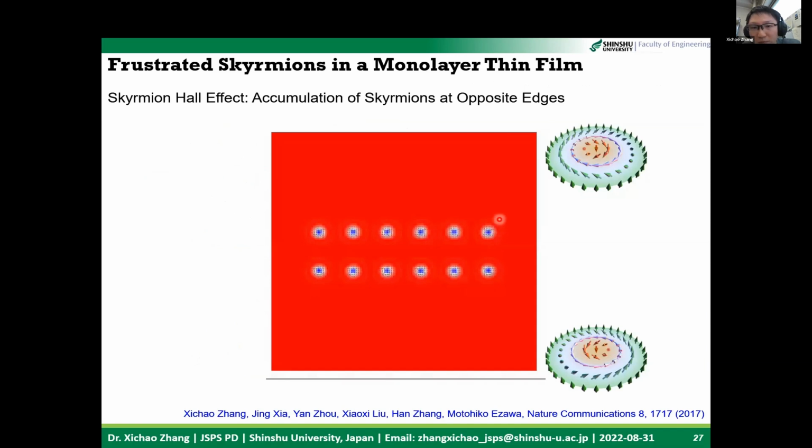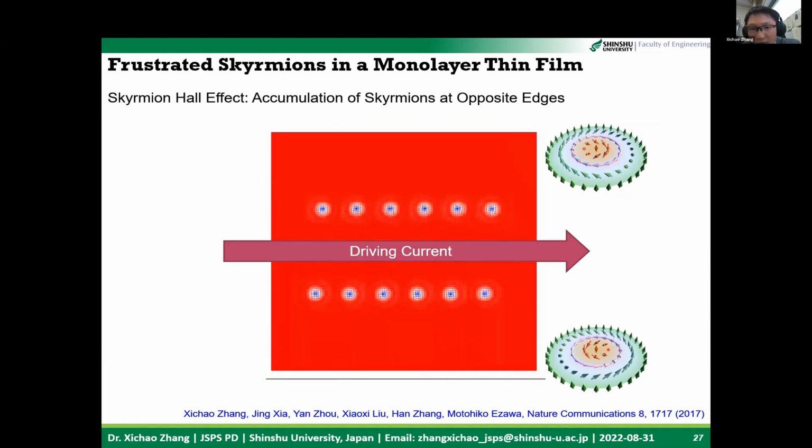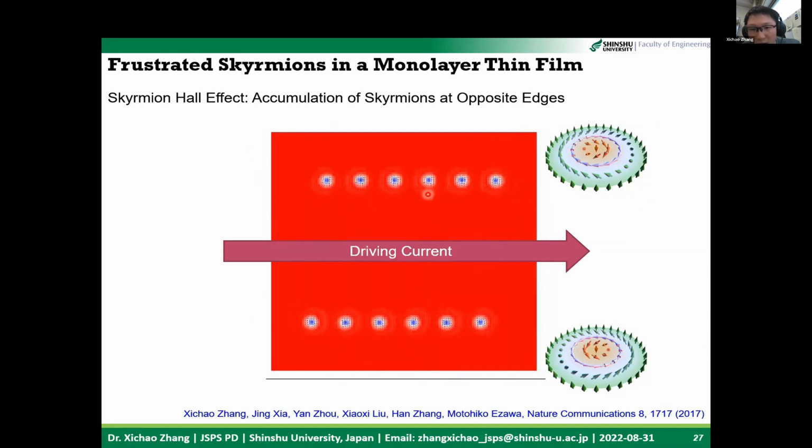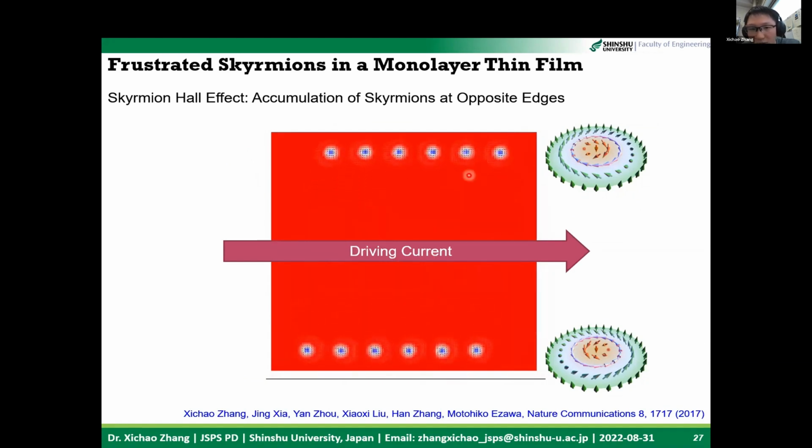Okay, so because there are two different block type skirmings in the fast radial spin systems, that is clockwise and the counterclockwise configurations, we think we should be able to see the skirming Hall effect of fast radial skirmings when a small current is applied to drive the skirmings. That is to say, we may find the accumulation of block-type skirmings at the opposite edges of the sample when the current is applied for some time. I think this is something someone could try to realize in experiments in the future.